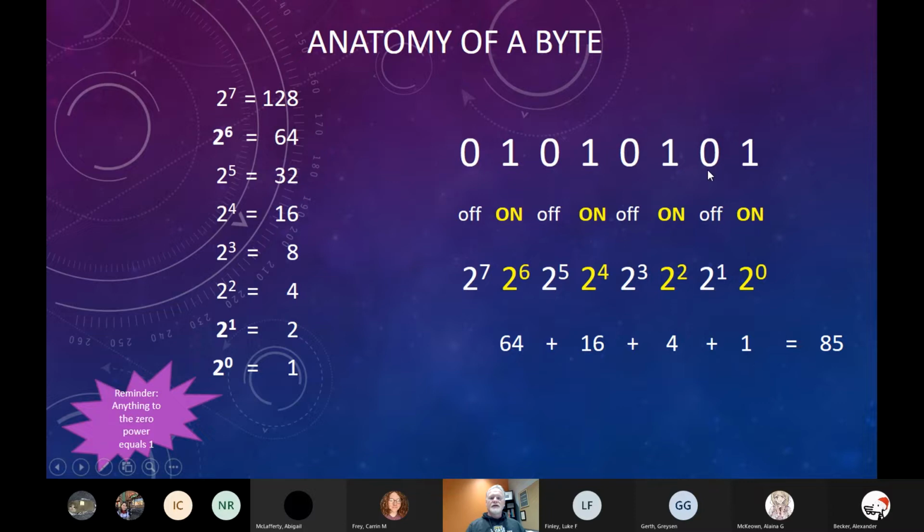Second bit is not turned on, I just ignore it. Third bit. Are you all able to see my cursor go across here? Okay. Third bit is turned on. That's two to the second. That means you're going to add four. Fourth bit's turned off. Fifth bit is turned on. That's two to the fourth. So you add another 16.